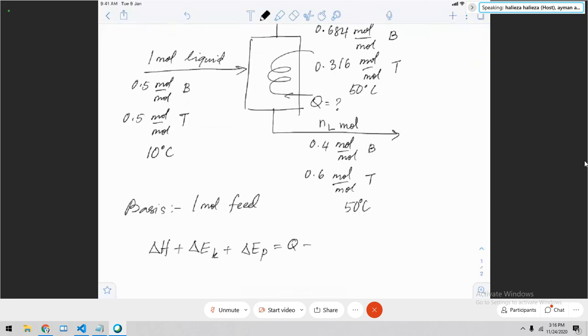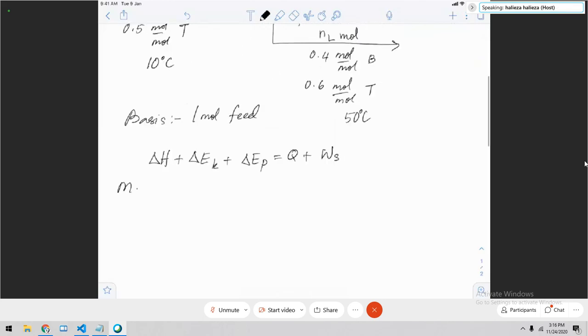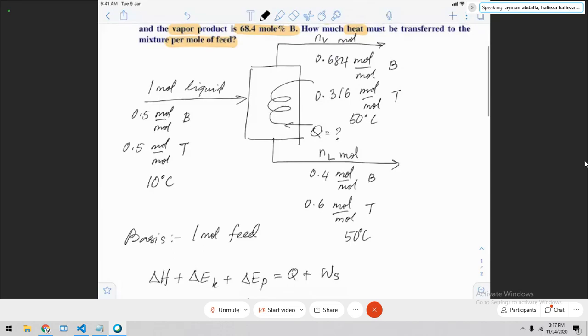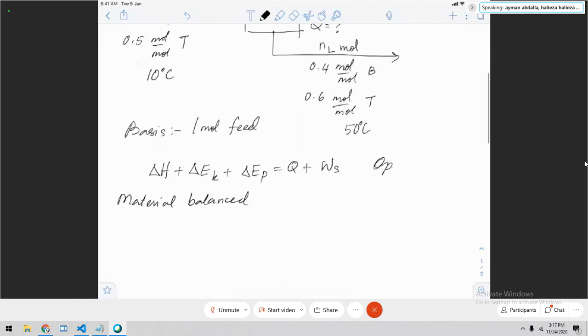Doctor, should we do mass balance first? Yes. Mass balance first, because you don't know what NV and NL are. Okay, so now that is your energy balance, material balance. And for energy balance closed system, isn't it delta U? It's not a closed system, it's an open system. Why is it an open system? Because mass is coming in and going out. Okay, so it's an open system.